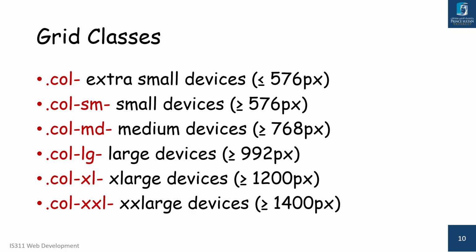So when I am defining dot column, we say that we want to have that many columns on the smallest device. Then we say dot column small, then the device means this. And then we have dot column mid, dot column large. So we have all the flavors for the columns as well: for the smallest screen, for small screen, for medium screen, for large screen, for extra large screen, and for extra extra large screen. Is it clear?